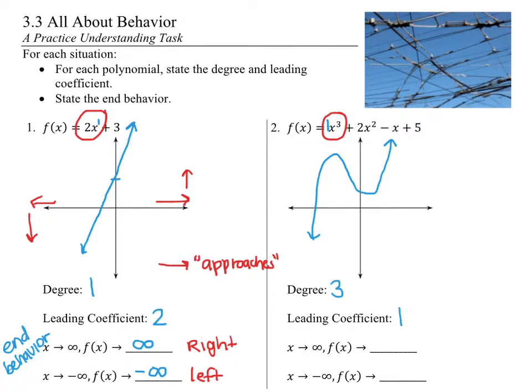When I do the end behavior, so I'm saying as x approaches positive infinity, or as I'm going to the right, f of x approaches positive infinity because my graph is going up. And then as x approaches negative infinity, or moves to the left, f of x approaches negative infinity, or goes down.